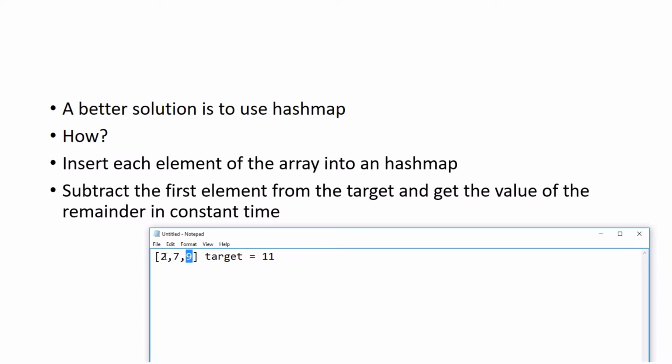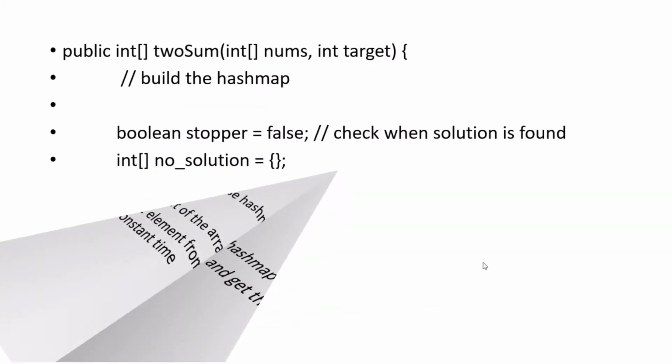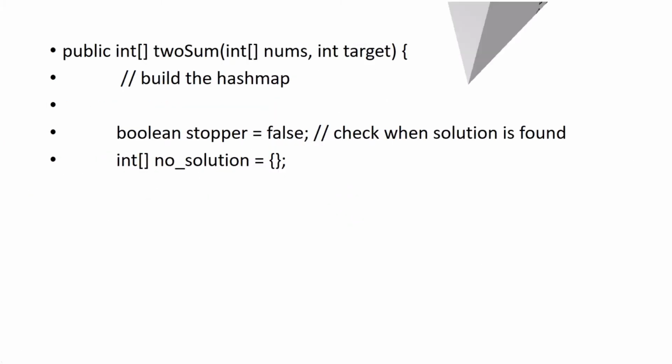So we put both the value and the array index into our hash map, and we subtract the first element, which is 2, from our target to get 9. Then we feed the remainder, which is 9, into our hash map to see whether that remainder exists in our hash map. It's just a simple concept of using a hash map. So let's see that in Java implementation.